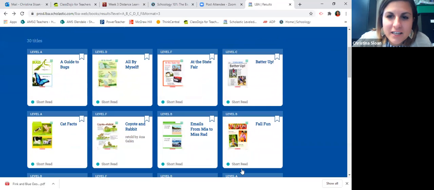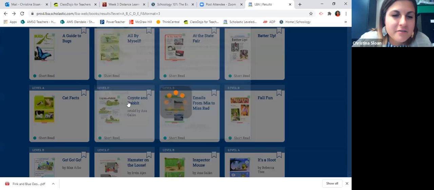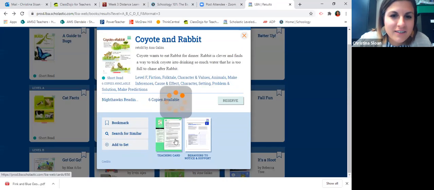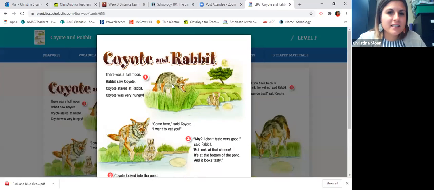All right, let's read Coyote and Rabbit. Can everybody see the pictures? It says Coyote and Rabbit.